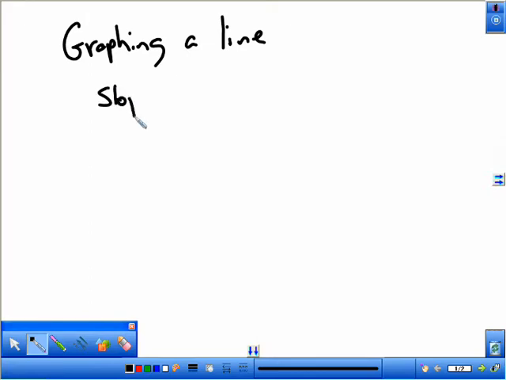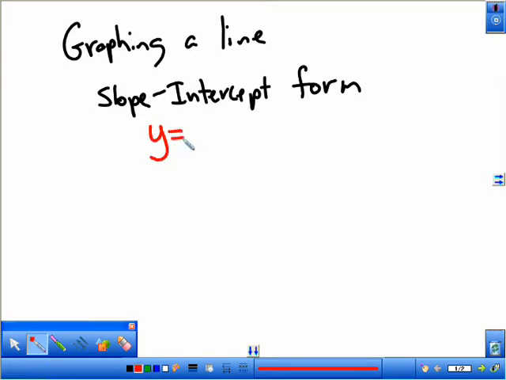Okay, hello. So today we're going to be learning about graphing a line, and one method that we're going to learn today is by using the slope-intercept form. The slope-intercept form looks like this. It looks like y is equal to mx plus b.